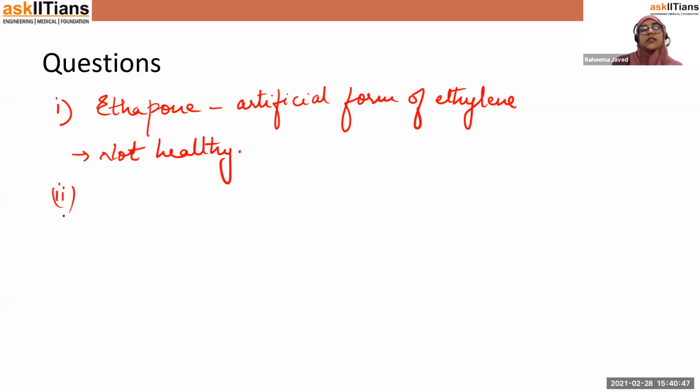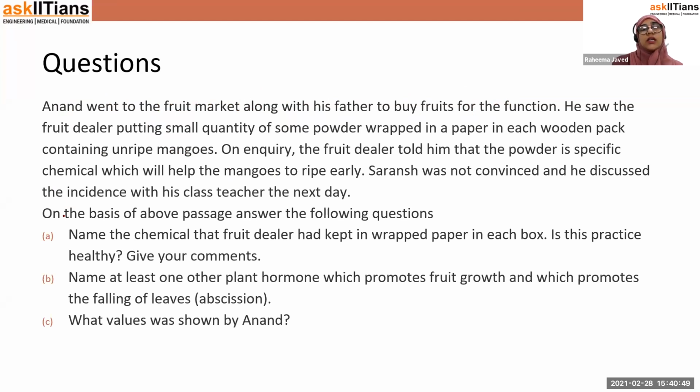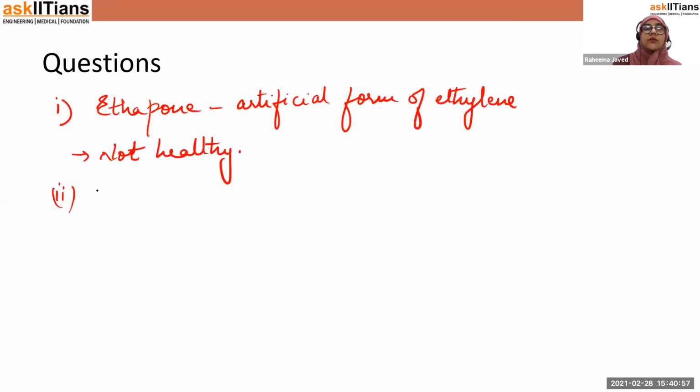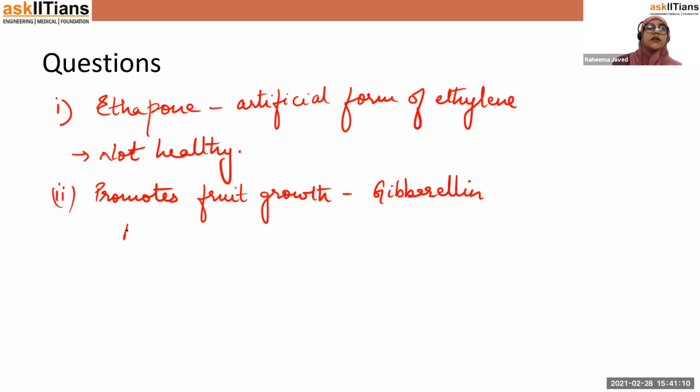Okay, let's see what is the second question. Name at least one other plant hormone which promotes fruit growth and which promotes the falling of leaves. So, the hormone that promotes fruit growth is gibberellin, and the hormone which promotes falling of leaves will be abscisic acid.